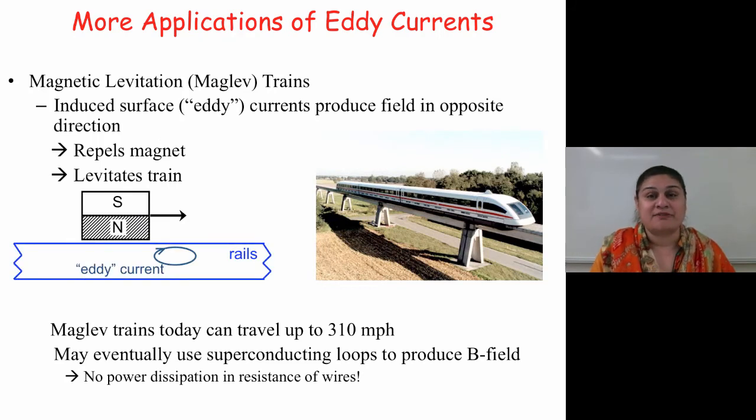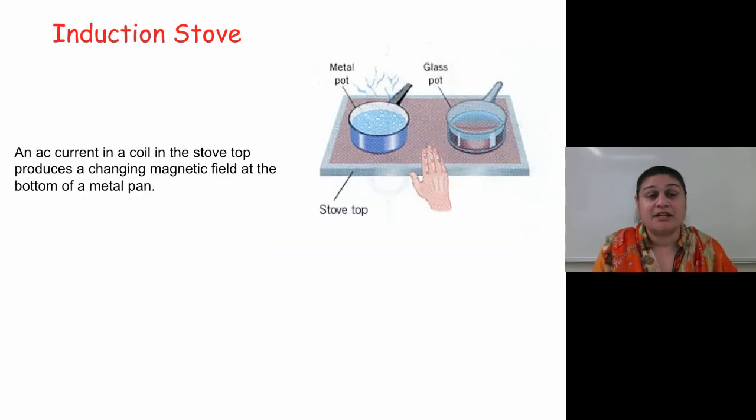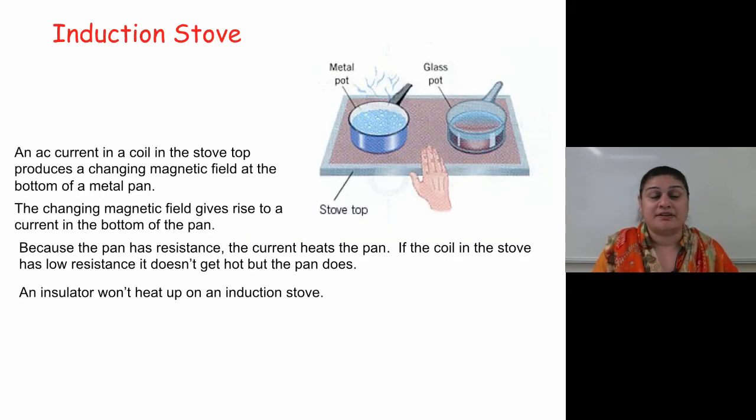More applications of eddy currents include magnetic levitation, or maglev trains, that use eddy currents in order to go really, really fast and reduce the friction between the train and the track. Induction stoves are another example.